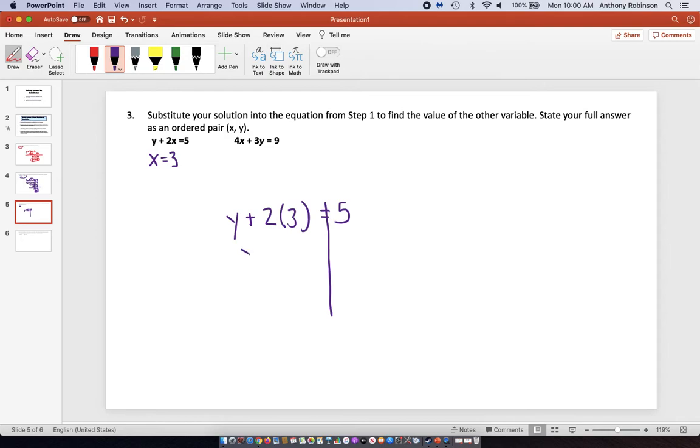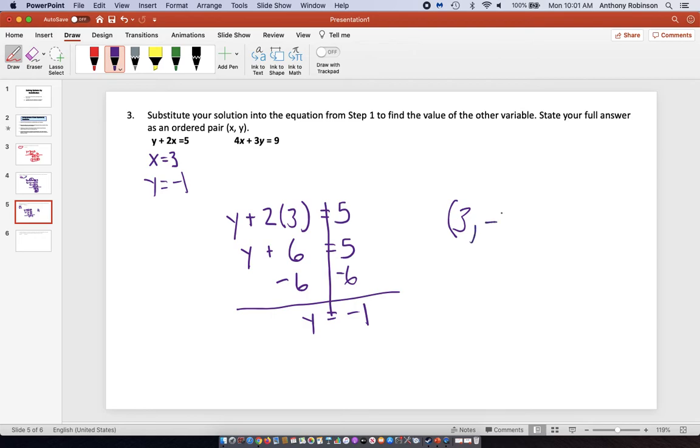So now once again, I only have one variable that I have to play with. Okay, 2 times 3 is 6, subtract 6 on both sides. Now I have y equals -1. So I have my y now, and I also have my x. So I actually know the ordered pair where these two cross. I'm going to go ahead and write that down. I believe that these two equations cross at 3, -1.